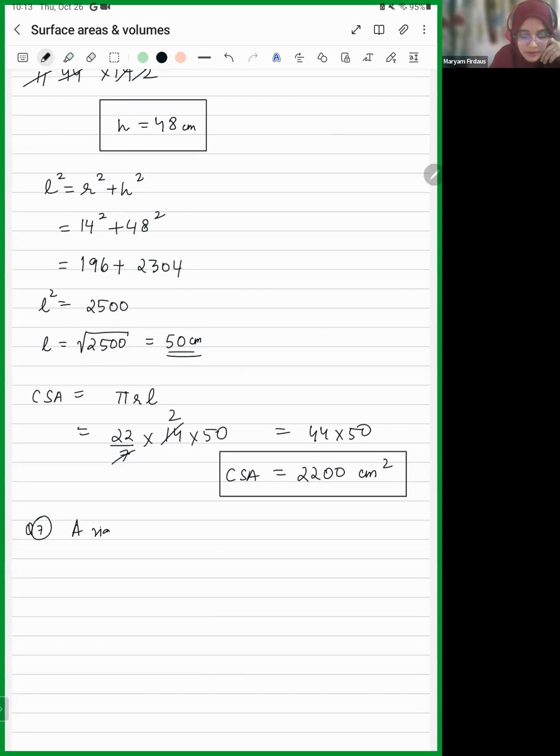A right triangle, meaning right angled triangle, ABC, with sides 5 centimeters, 12 centimeters, and 13 centimeters is revolved about the side 12 centimeters. Find the volume of the solid so obtained. You have to draw the diagram and explain to me what it means.